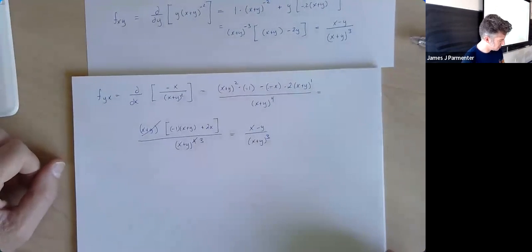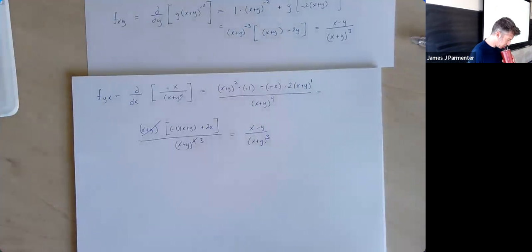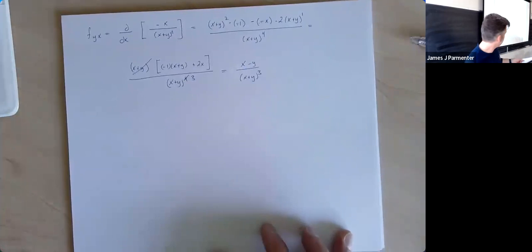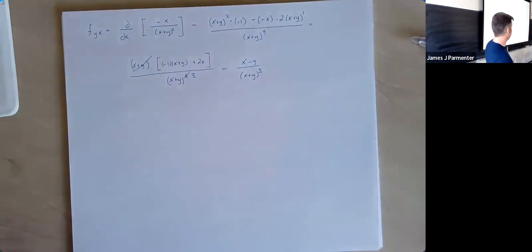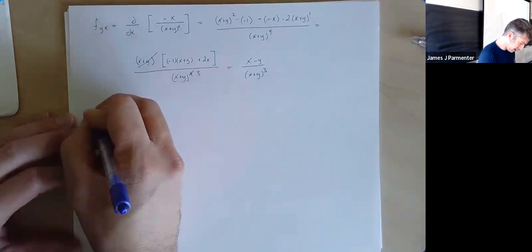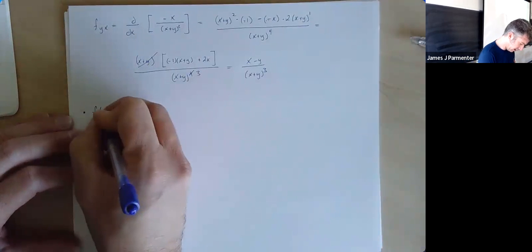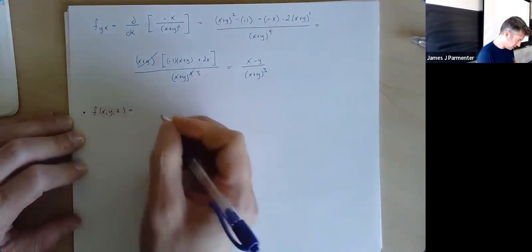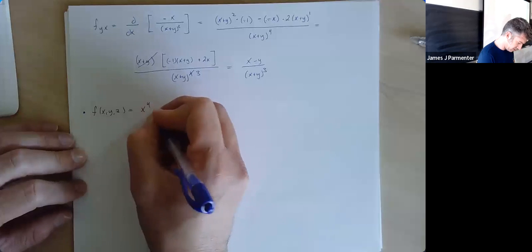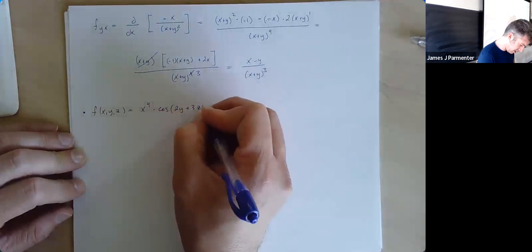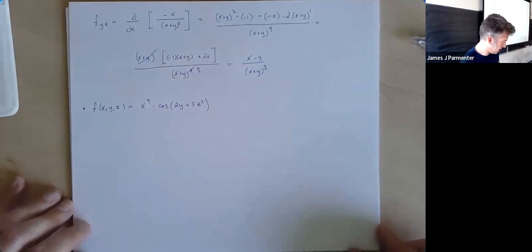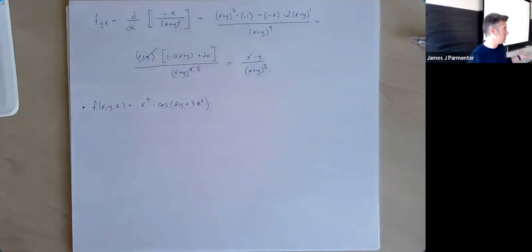Cool. So partial derivatives, I guess I should do one more example because there's one more thing to mention here. You can definitely take partial derivatives of functions of more than just x and y. You could, for example, have f of x, y, z equal to something like x to the 4th times cosine of 2y plus 3z squared. And then we could ask to take any kind of partial.